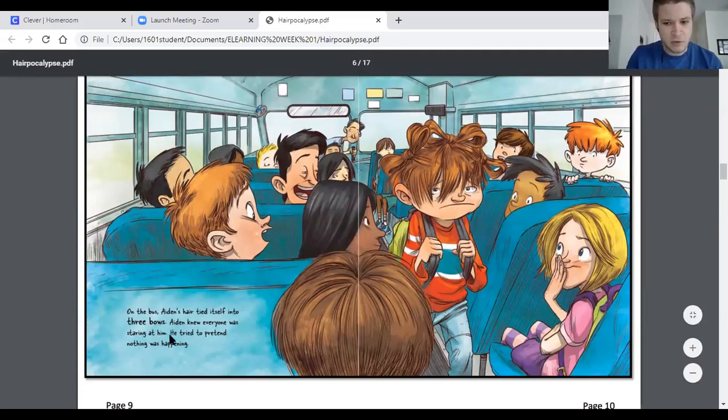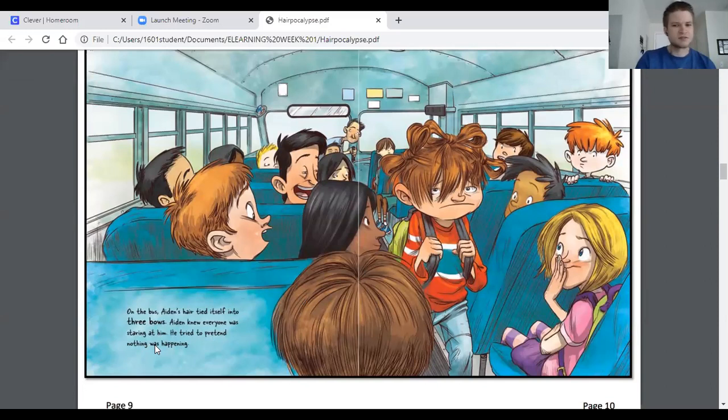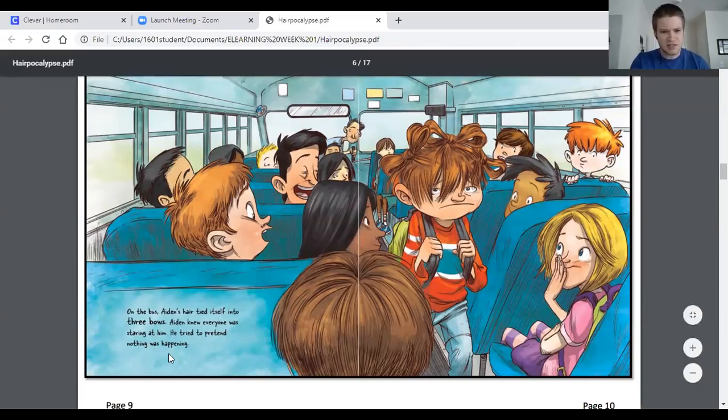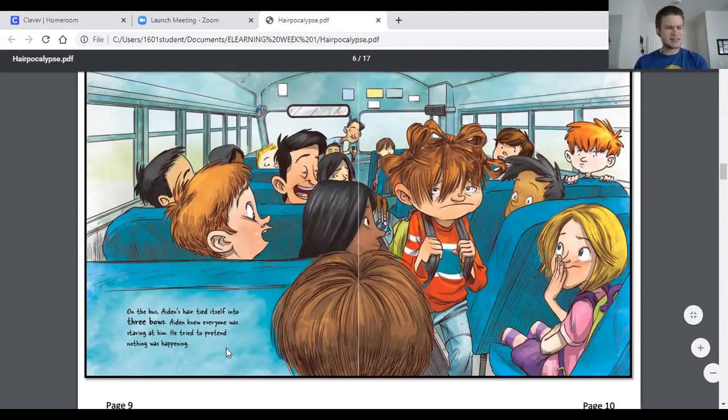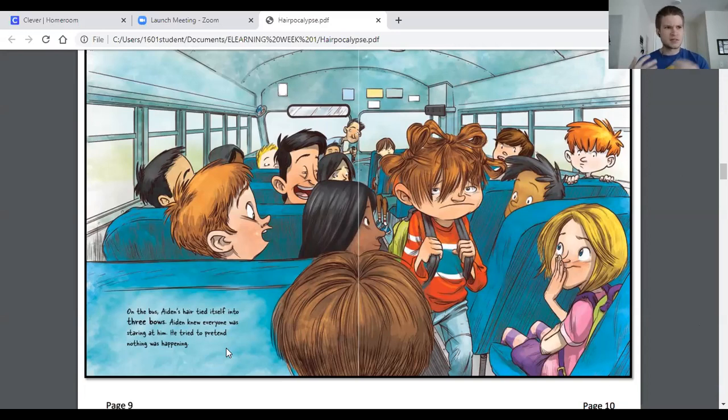Ooh, so let's pause right there for a second. Look at this little detail right here where it says he tried to pretend nothing was happening. To me, this tells me a lot about how Aiden's feeling. So if you look at the illustration here and you look at this detail, I'm guessing Aiden is not angry yet. I'm guessing he's not quite terrified yet, but he's a little bit worried because look at his face. He looks a little worried that his friends are going to start making fun of him, right? He tried to pretend nothing was happening.